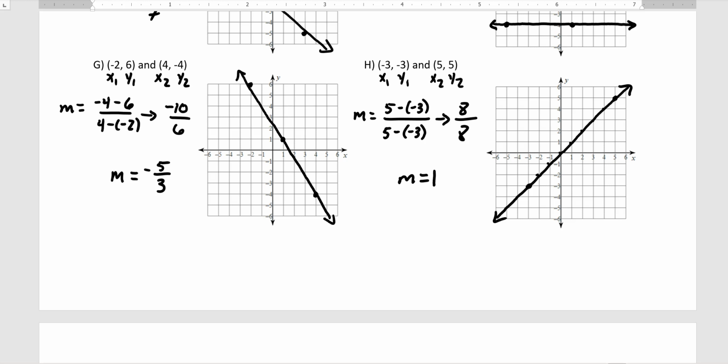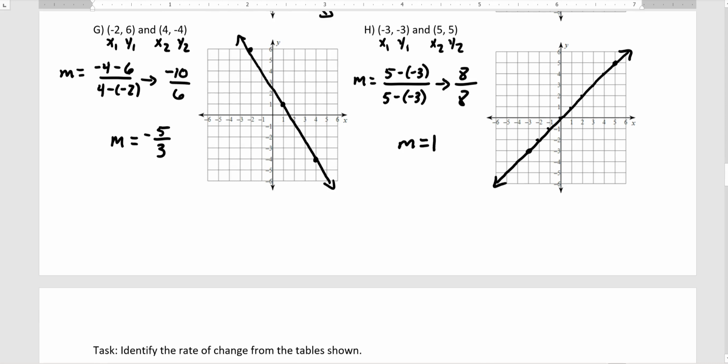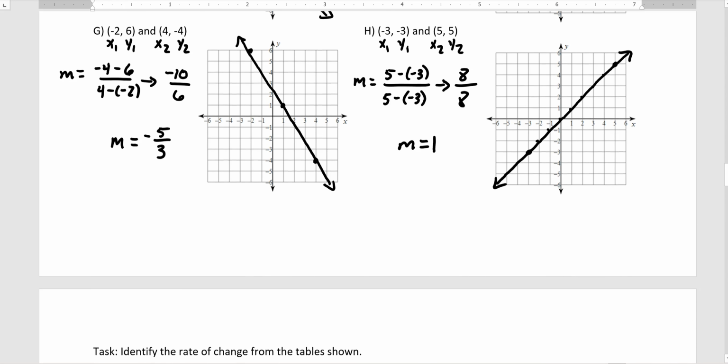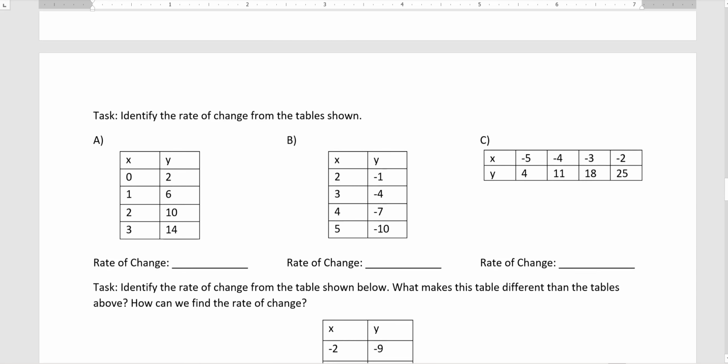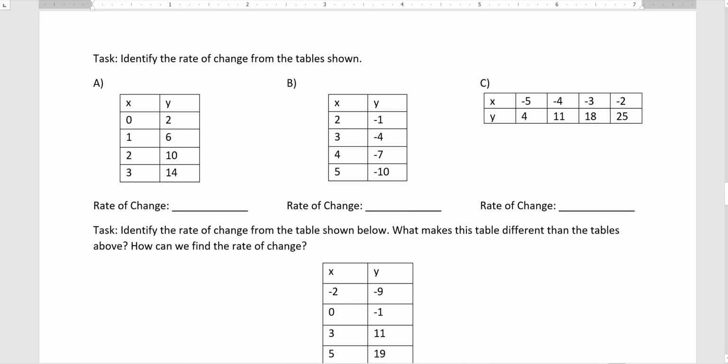There we go. All right. Hopefully we're feeling good about finding the slope algebraically and checking it graphically. We can even find it graphically. Lots of work we can do here. What I'd like you to do now is raise your hand if you have any questions, or continue on where we're going to look at tables.